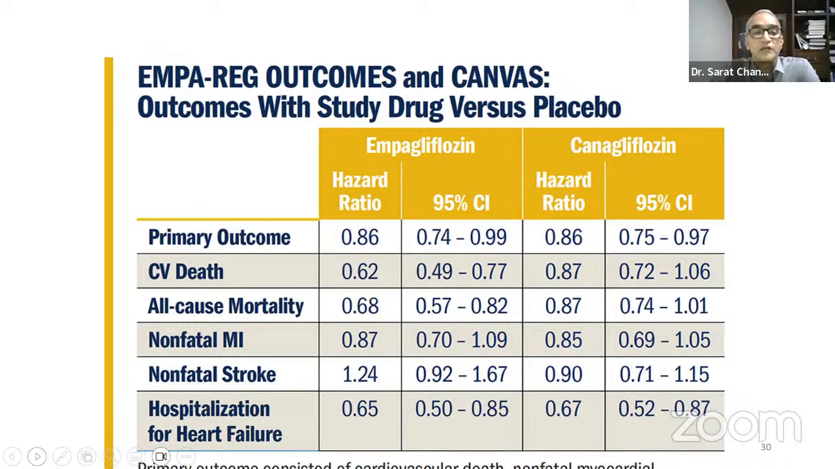And if you look at heart failure hospitalization, at the bottom, the hazard ratio for EMPA is 0.65 and for Cana it is 0.67, almost the same. So there is a 35 to 37% reduction of heart failure. So that's a very, very important thing. The other things like mortality due to myocardial infarction is not really significantly reduced, but all-cause mortality was reduced with empagliflozin, but not so with canagliflozin.